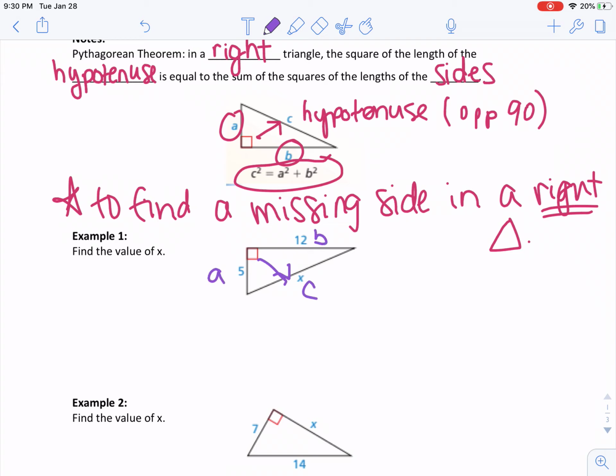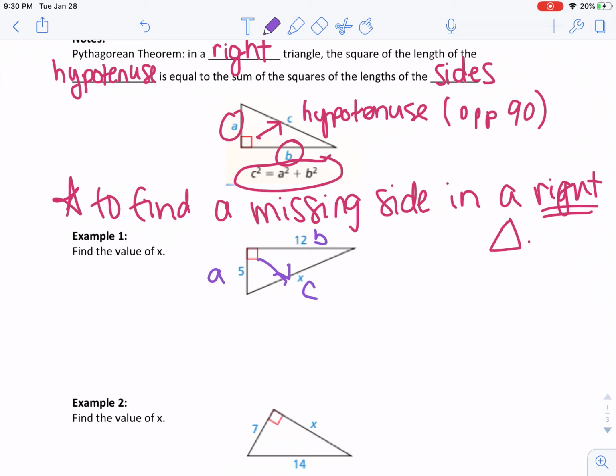Okay, example 2 is a little trickier, but not a lot. It says find the value of x. So again, the only one you have to worry about is c. So opposite the 90-degree angle, c is our 14. So when we set this up, it doesn't matter which one A is, it doesn't matter which one B is, but it does matter that 14 has to be the one by its own side. So I have 7 squared plus, so A squared plus B squared, B squared is x squared equals c squared. Well, c squared is 14 squared.